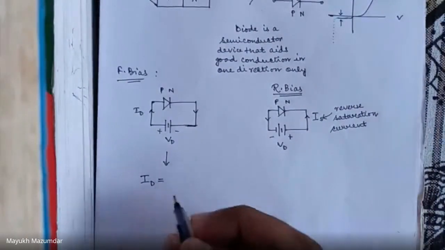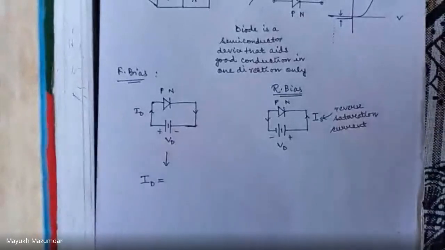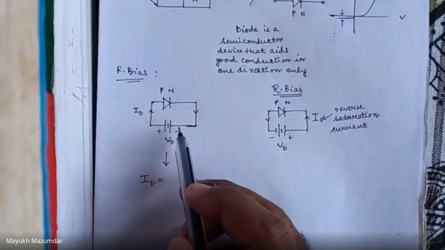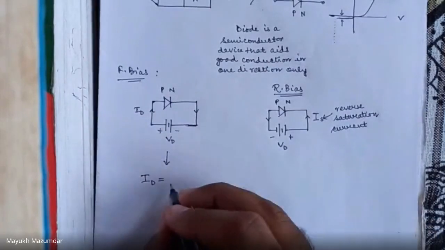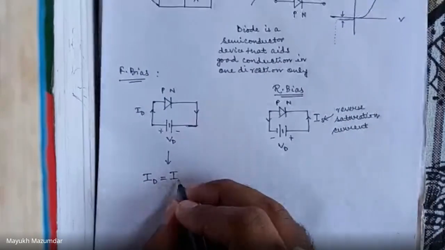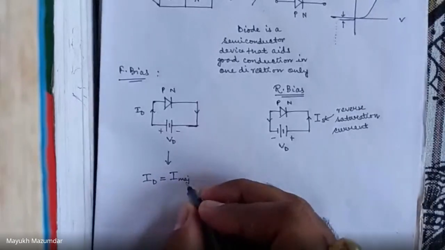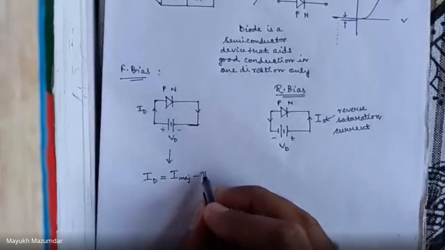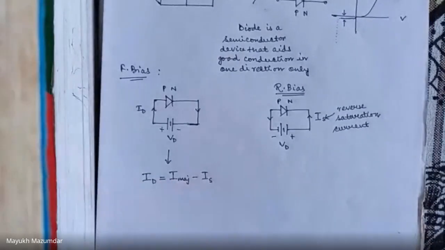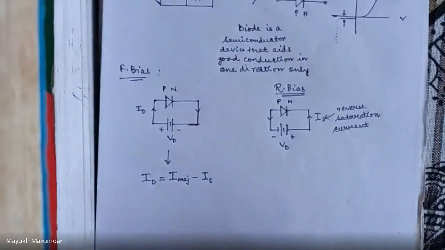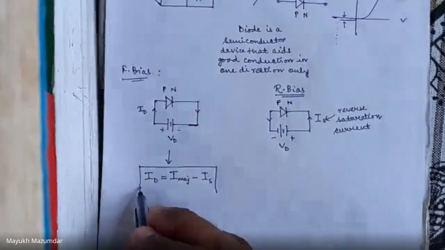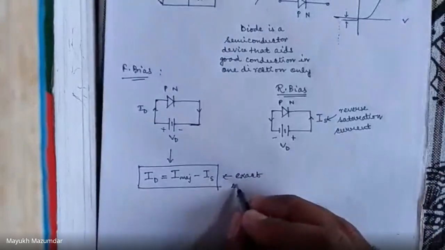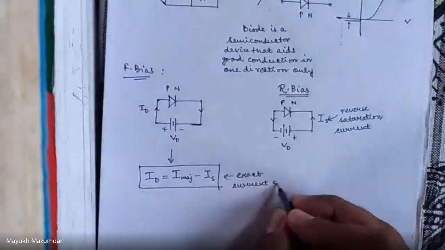Actually, if you want to be very precise, you have to write it like this: the current through the diode in the forward bias direction is actually the majority current, I mean current due to flow of majority carriers, minus current due to flow of minority carriers. That is minus Is. It is the exact current equation.